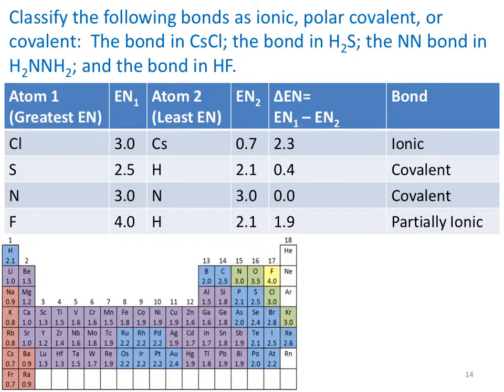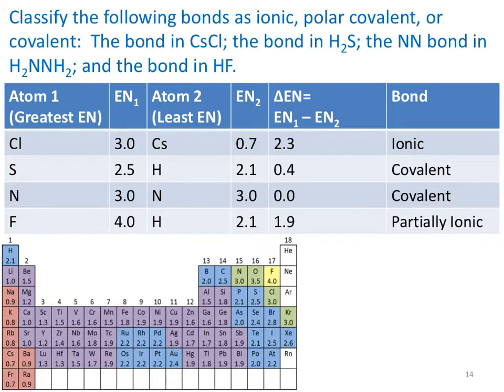We will classify the following bonds. First, we're going to look at the cesium chloride bond. Cesium has an electronegativity of 0.7. Chlorine has an electronegativity of 3.0. The difference is 2.3. This is an ionic bond. In hydrogen sulfide, the hydrogen has an electronegativity of 2.1 and the sulfur electronegativity of 2.5. The difference there being 0.4.